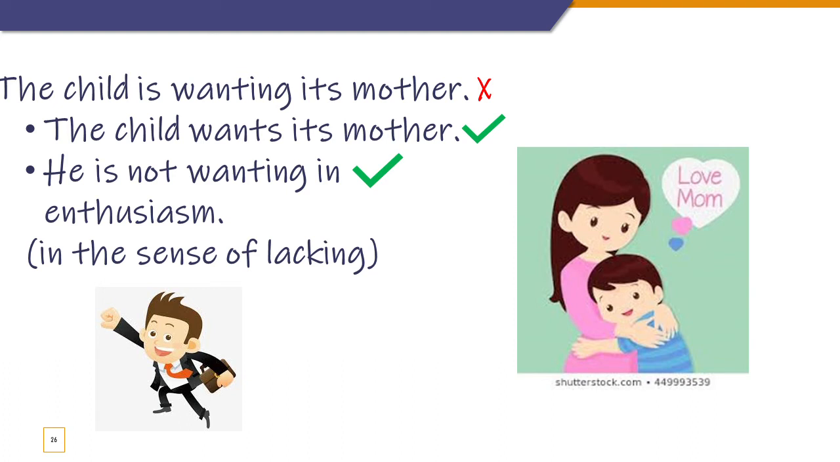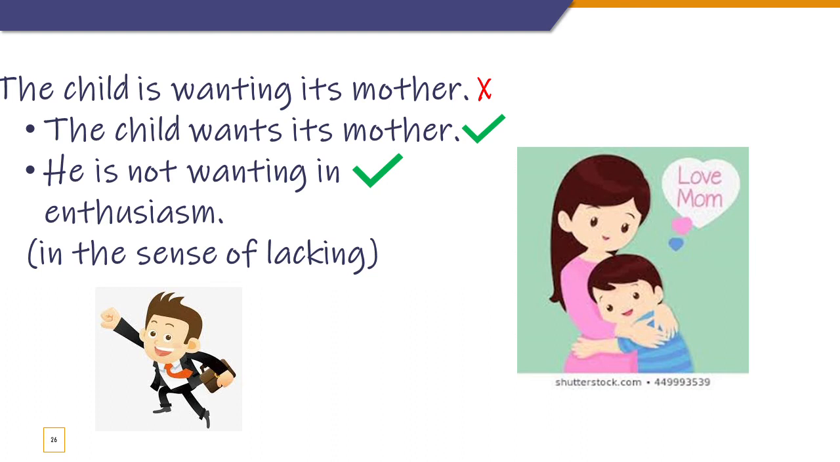Okay, so that's about appearing. Let's go to the next one. Want. "The child is wanting its mother." Okay, when you talk about want and desire, you don't use the "is" and "ing" in that sentence. So this is a state where the child wants its mother. Okay, so "the child wants its mother" is more appropriate.